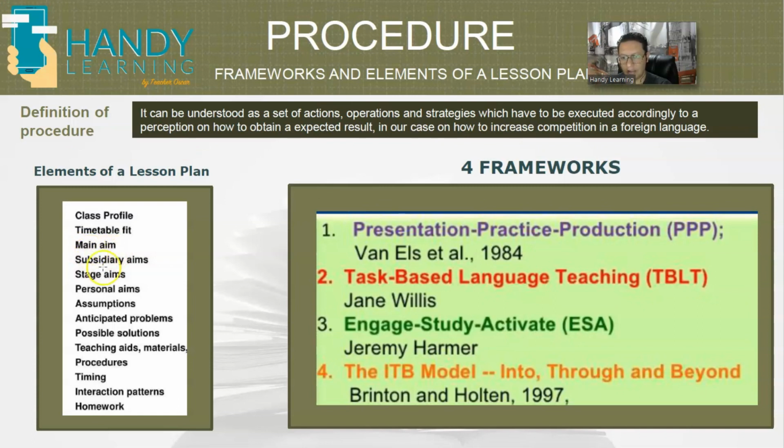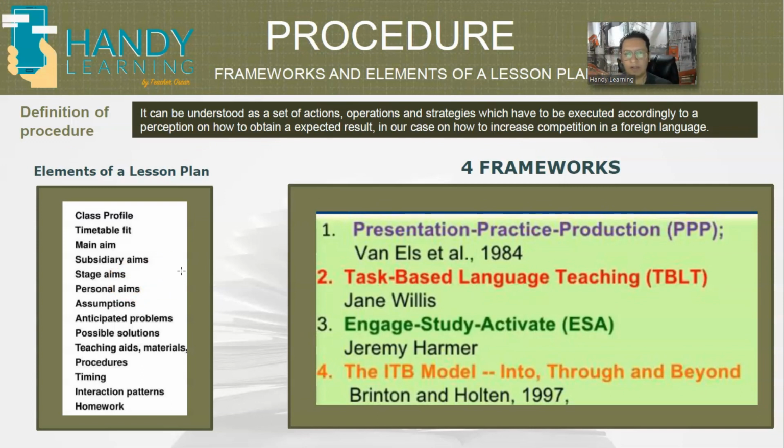The main aim, subsidiary aim, and stage aim. When we talk about the main aim, we talk about the main objective that we have for our lesson. That means the target we want to reach by the end of a lesson. Subsidiary aim will be something that is related to that main aim, but is not the main point.